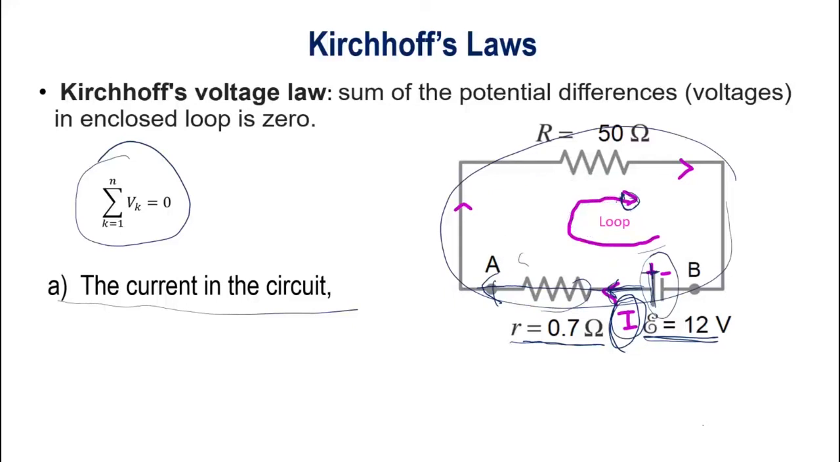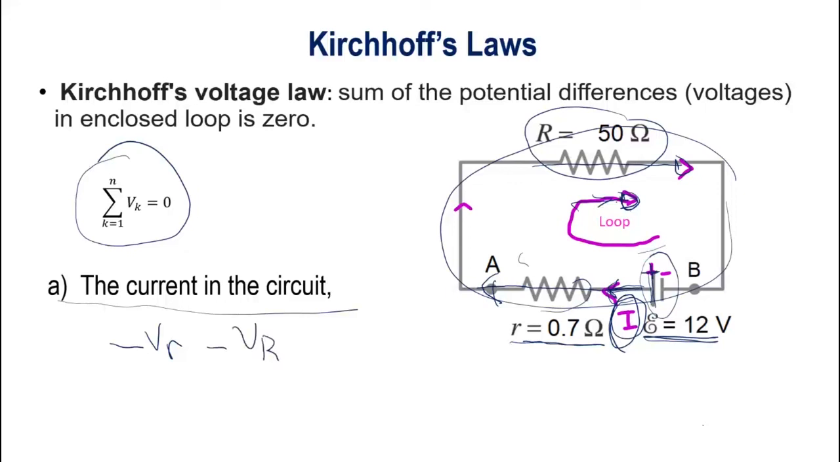So if the direction of the loop is in the same direction as the current, the difference of potential in the resistor is negative. That means in this case, I have negative VR. The same thing for the other resistor. The direction of the current and the direction of the loop are the same, so it will be minus VR.